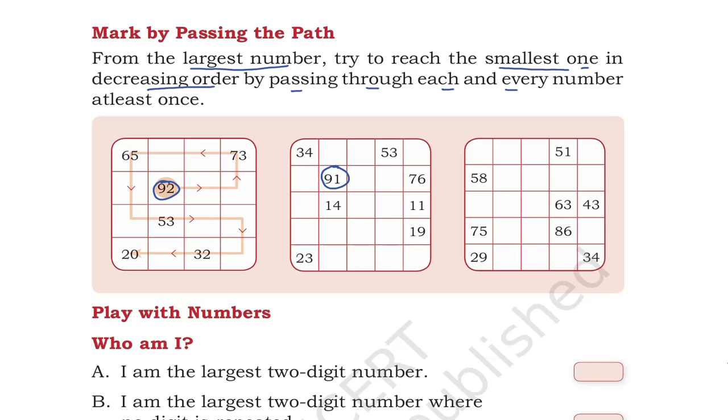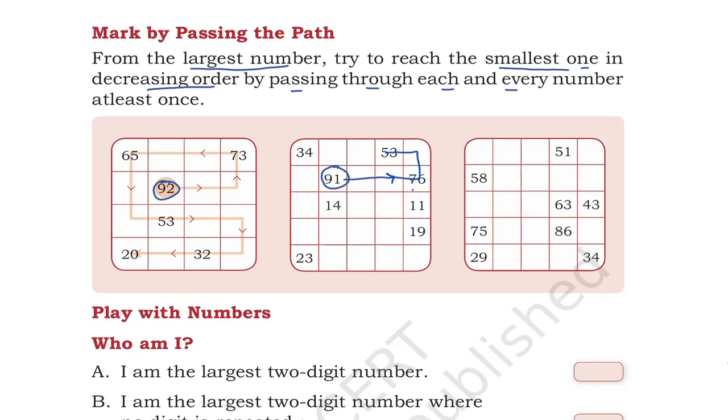So 91. Do I have any number starting with 8? No. Do I have a number starting with 7? Yes, I have 76. So from here, I go to 76. Then the next number smaller than 76 is 53. Do I have anything starting with 4?